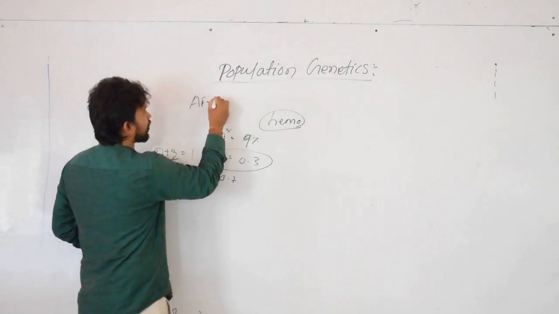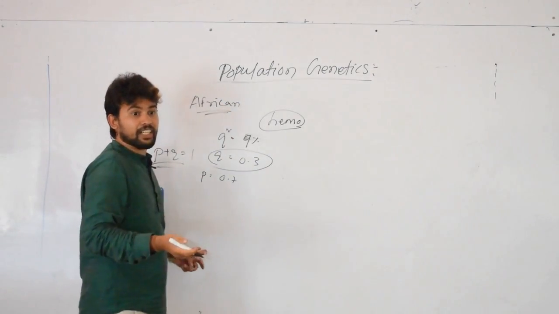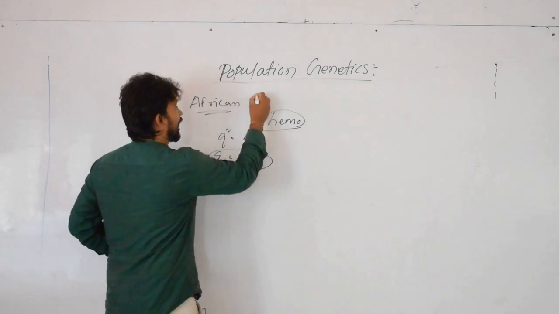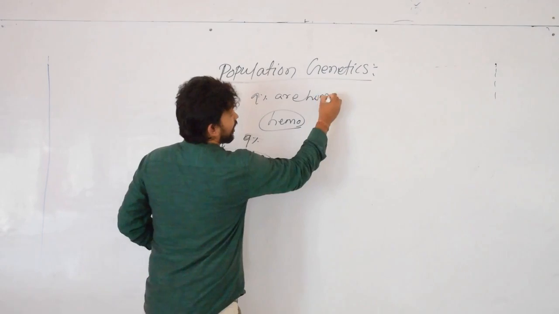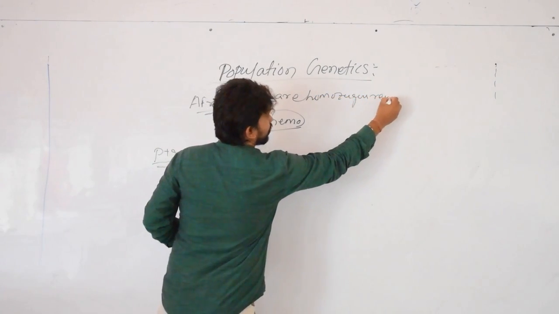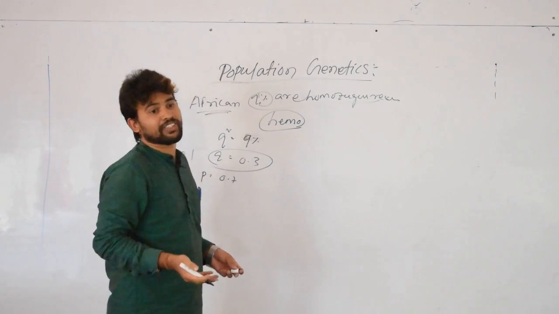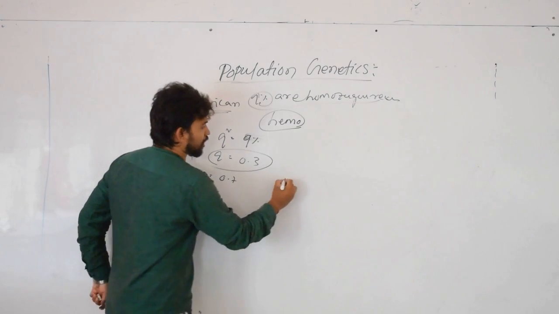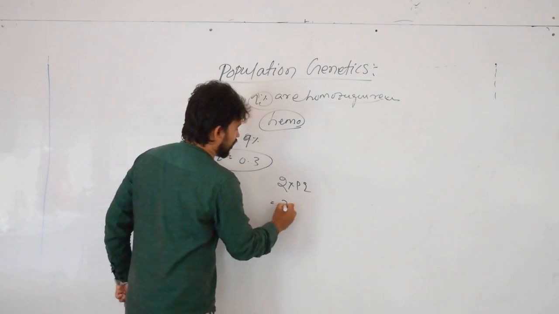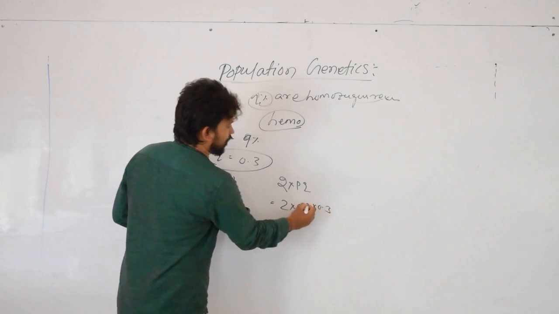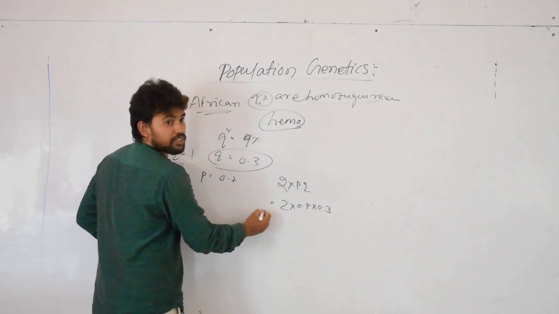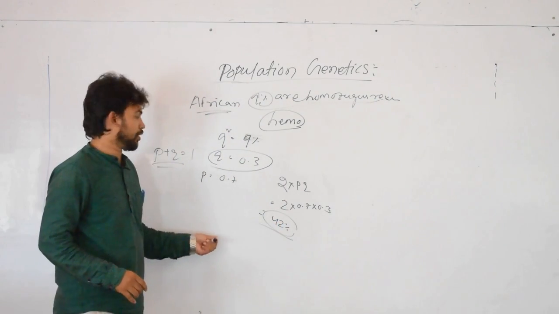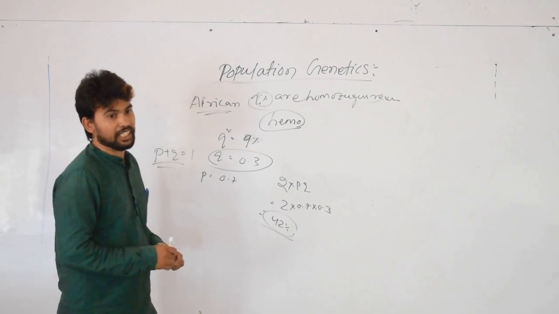So the question is, in African people, 9% are homozygous recessive. So 9% are which content? Homozygous recessive. Once 9% is homozygous recessive, then what do we find out? The heterozygous, again 2PQ characteristics. 2 into 0.7 into 0.3. 7 threes are 21, 2 times that is 42. So 42% of the people are heterozygous. Are you getting my point?